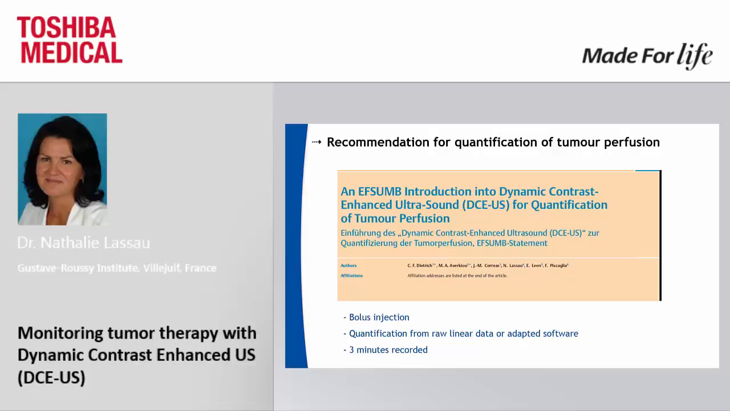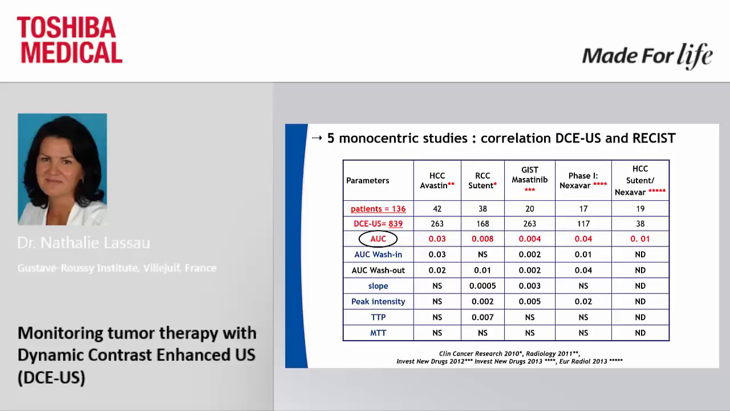So in order to validate the biomarker, we start with 5 monocentric studies in my institution in order to understand which are the best parameters. So we evaluate HCC with Avastin, renal cell carcinoma with sunitinib, GIST with masitinib, phase 1 with sorafenib, and HCC with sunitinib and Nexavar.